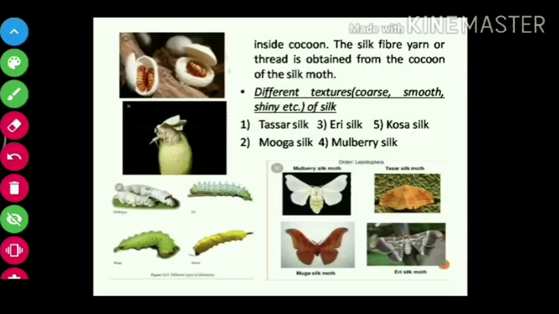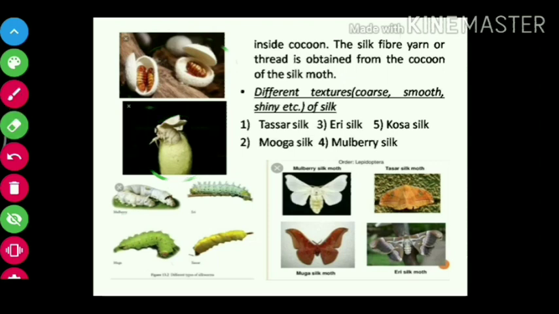Look here, the cocoon is cut open and inside the cocoon the pupa is present. Pupa is dark brown in color. This pupa develops into a silk moth inside the cocoon, and the silk fiber, yarn or thread, is obtained from this cocoon of the silk moth. Next, you see the second picture downside. In this picture, the fully developed silk moth is coming out of the cocoon.